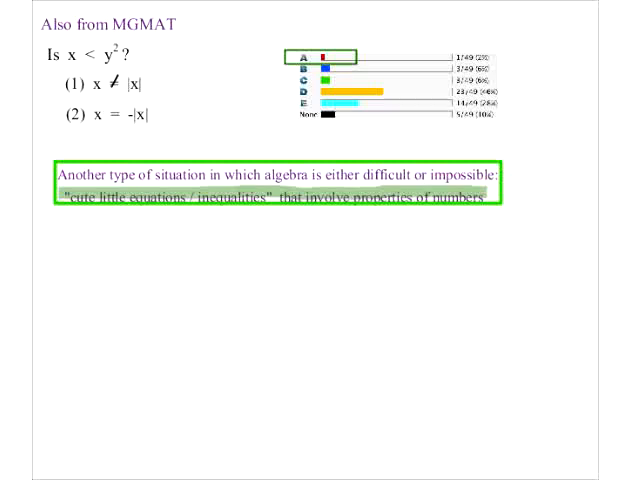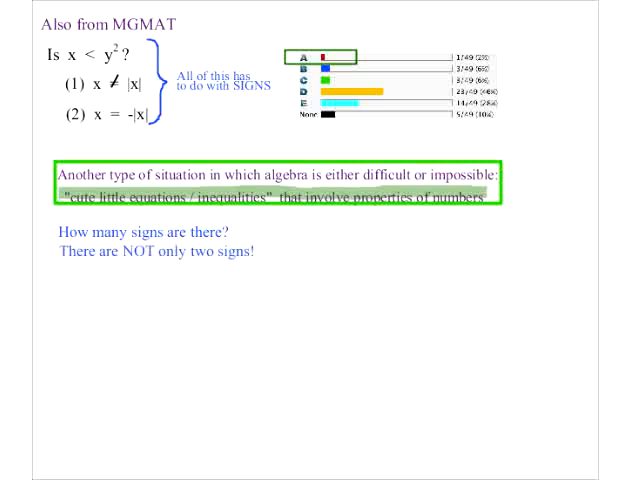One of you typed it. Let's see if a couple others typed it. What property is central to this whole thing that's going on here? Yeah. All right. Now, let me add, this all has to do with signs. Okay, all of this has to do with signs. Let me ask a really stupid question. How many signs are there? Yeah, there are not two signs, there are three signs. No, unknown doesn't count. Unknown is not a sign. There are three signs.